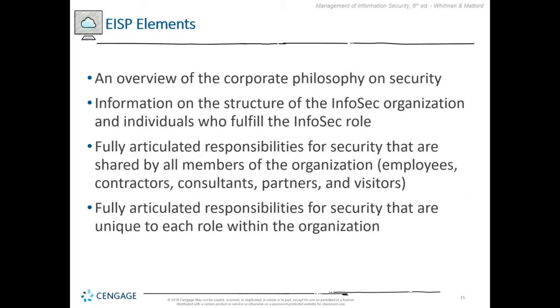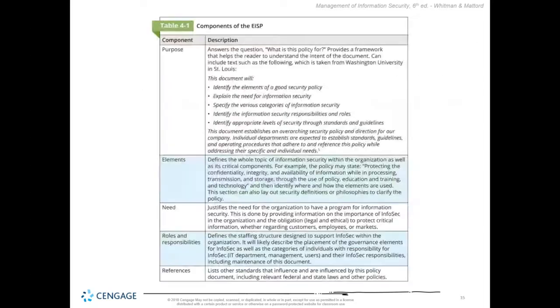Some of the elements of an enterprise information security policy include an overview of the corporate philosophy on security, information on the structure of the InfoSec organization and individuals who fill the InfoSec role, a fully articulated responsibility for security that is shared by all members of the organization, and also fully articulated responsibilities for security that are unique to each role within the organization.